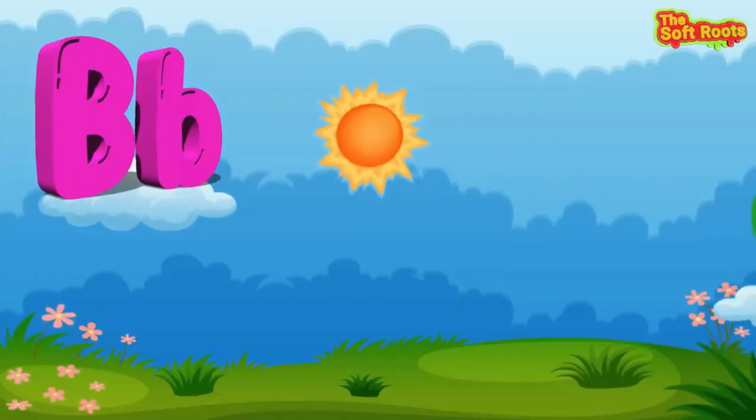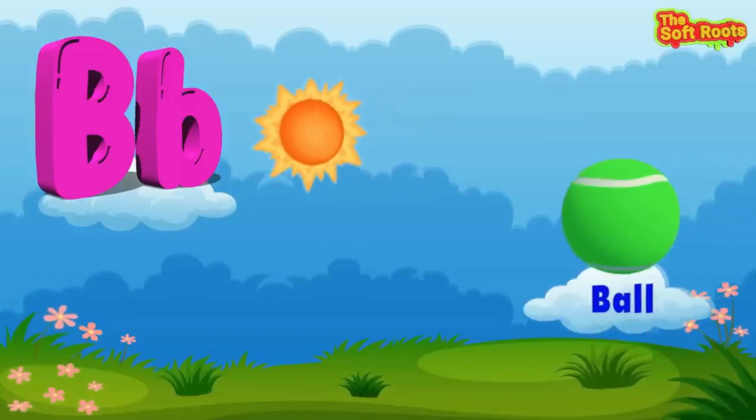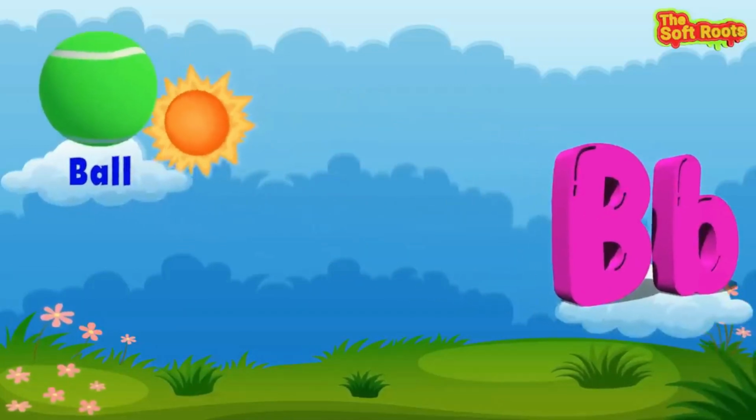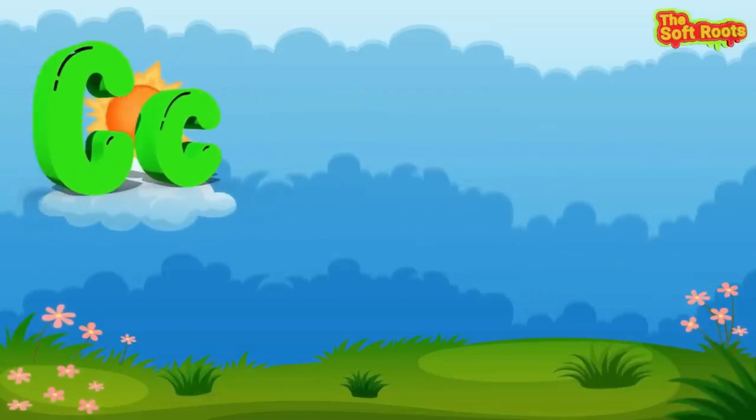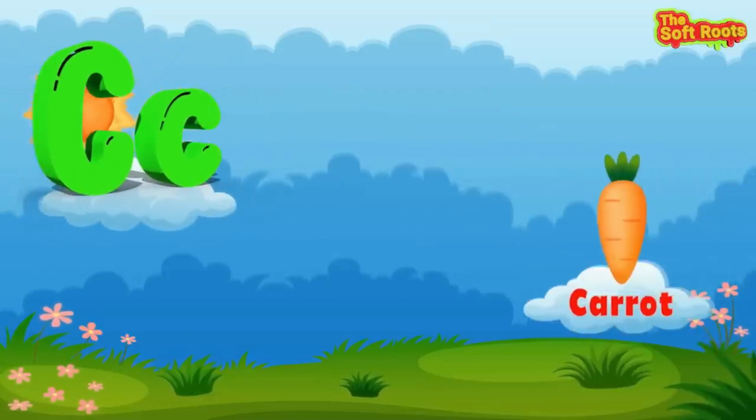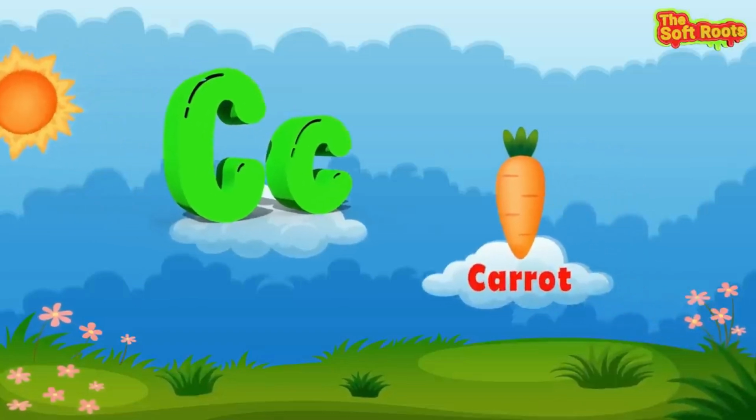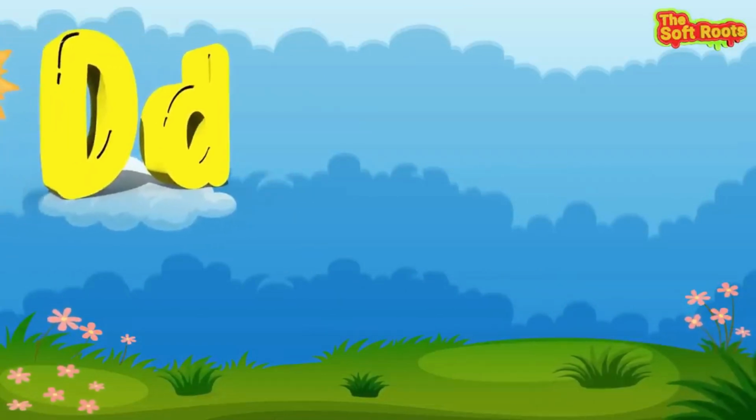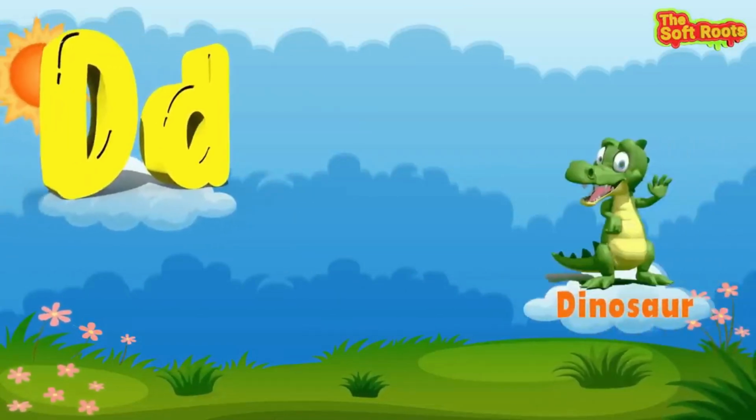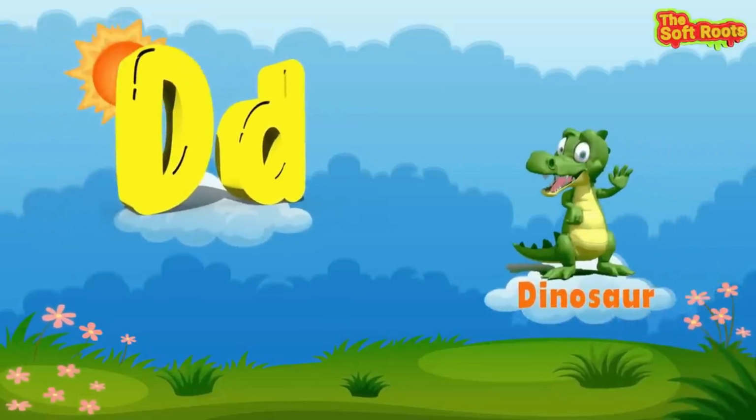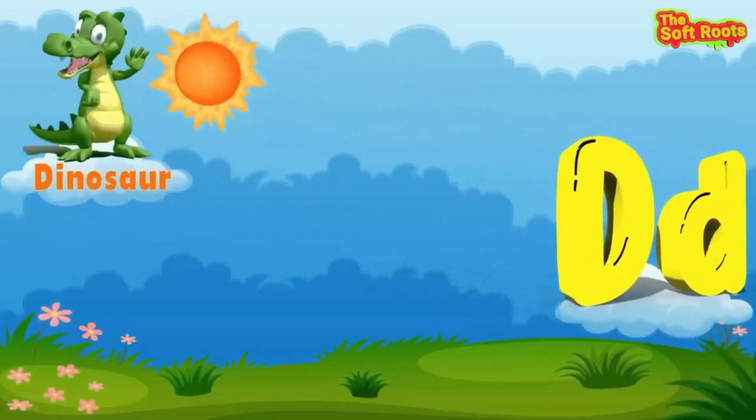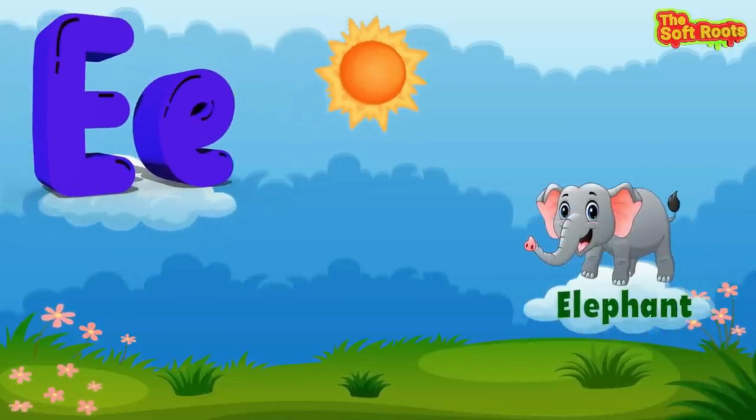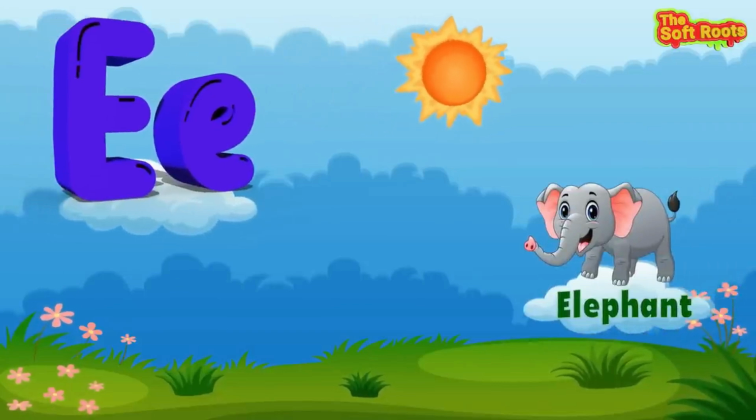B is for b, b, ball. C is for k, k, carrot. D is for d, d, dinosaur. E is for a, a, elephant.